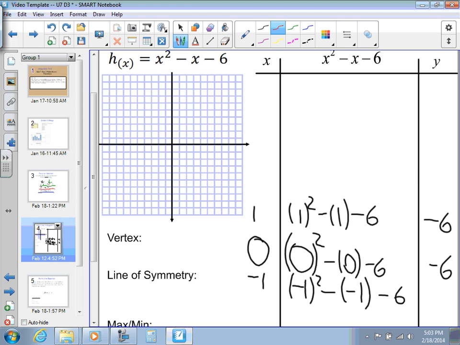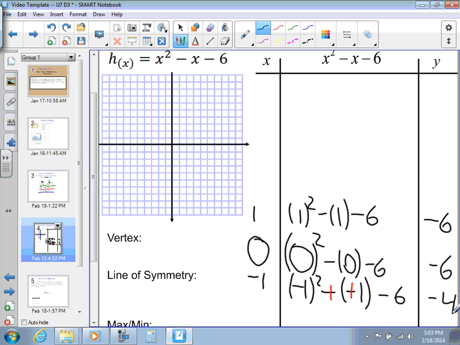So now, of course, negative 1 squared is positive 1. And this minus and negative, those cancel out. So this is actually 1 plus 1, which is 2. And then 2 minus 6 is negative 4.